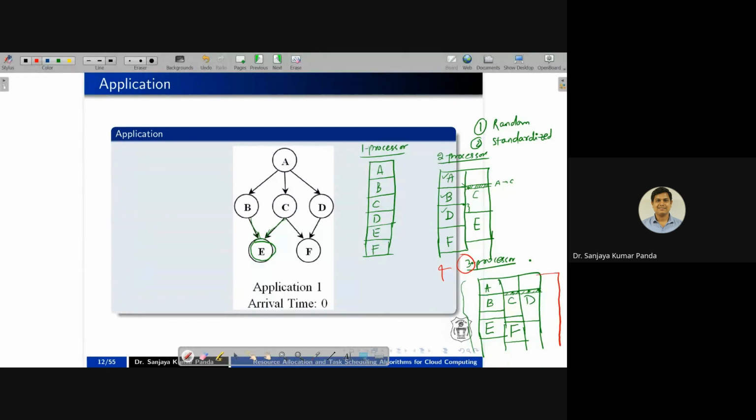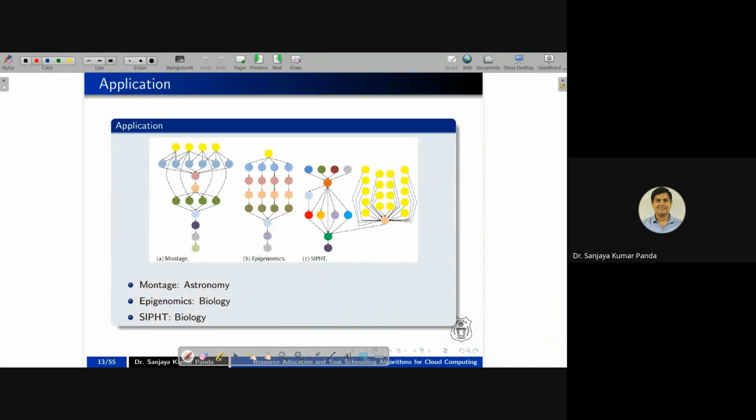But there are many standardized applications which are used in various real life domains. For example, here you can see I am showing you three different applications. The first application is Montage. The Montage application is used in the field of astronomy.